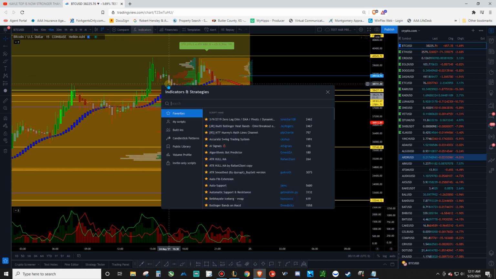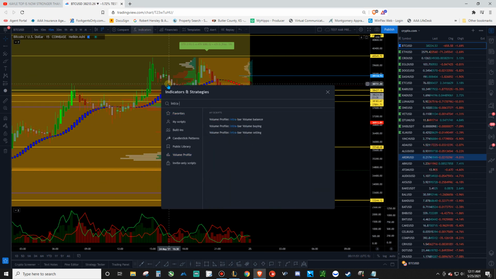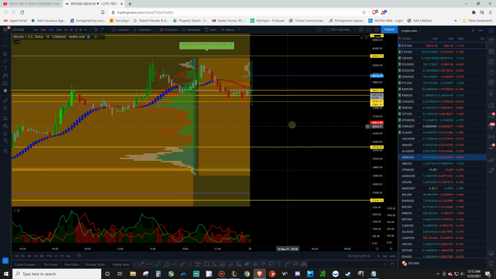I need to investigate those other volume profile intrabars. I don't think I've ever seen these. So we'll check those out. We'll mess around with those. We got intrabar volume there. I'll look at that one. So I'll look at all of those and see how they are. But for now, that's what I've been using.